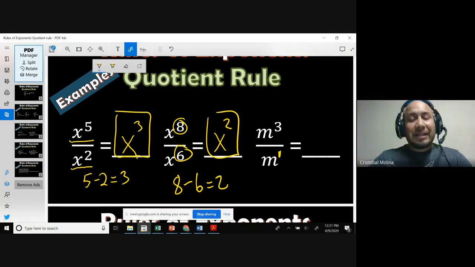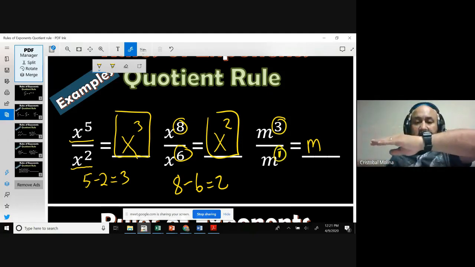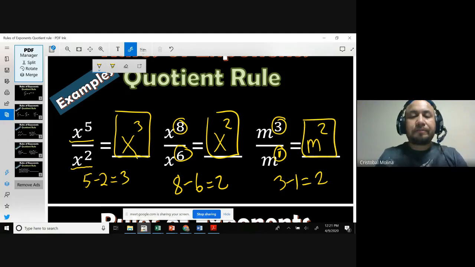Even though we don't see it, it should be a 1. So let's go ahead and work this one out. Dividing m cubed divided by m to the first power, right? We're going to keep the m, and then we subtract the exponents, right? Whenever you divide letters, what do you do with the exponents? You subtract them. So 3 minus 1 should be 2. So this should be squared right there.